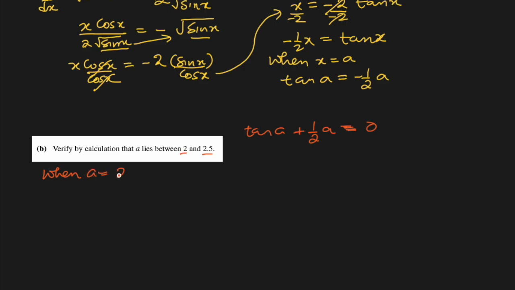is 2, what will we get? Tan 2, and obviously we have to use radians, not degrees, plus half of 2. Is it equal to 0? No, it will not be. So tan 2 plus 1. Just put this in a calculator. Let me do it myself.